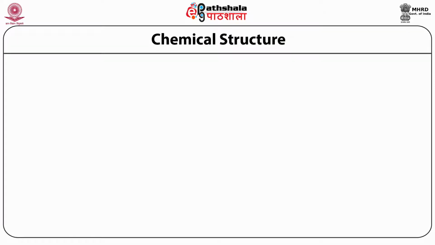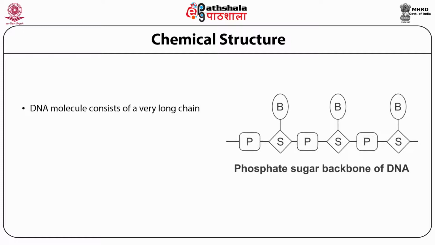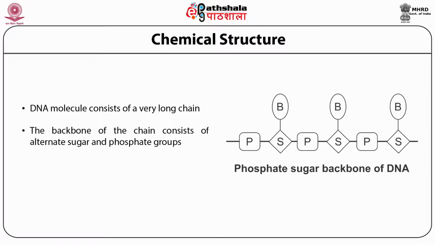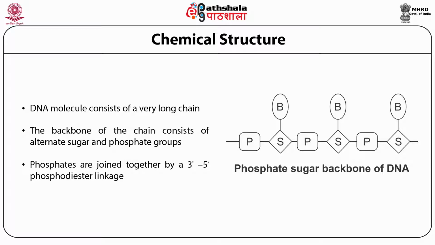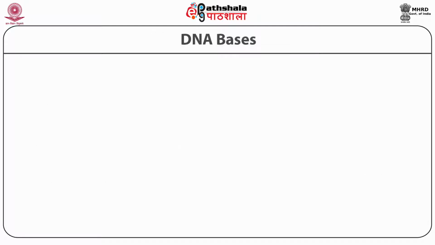Chemical structure. The DNA molecule consists of a very long chain. The backbone of the chain consists of alternate sugar phosphate groups shown in this picture. Phosphate, sugar, phosphate, sugar, phosphate. Phosphates are joined together by 3'-5' phosphodiester linkage.